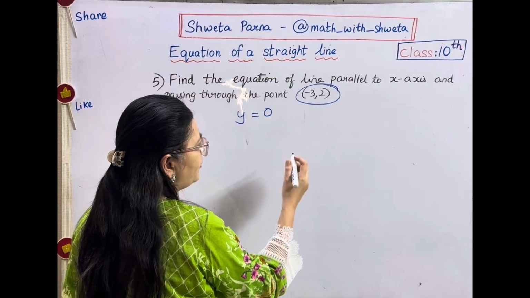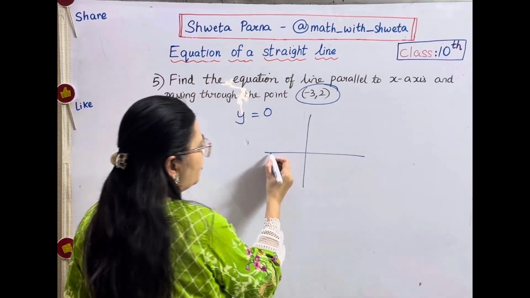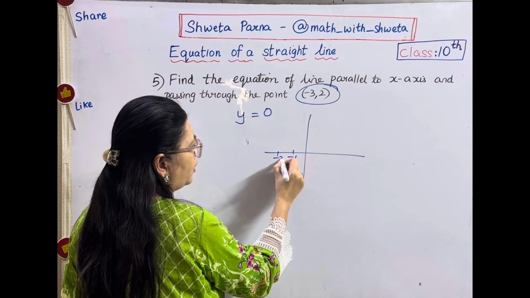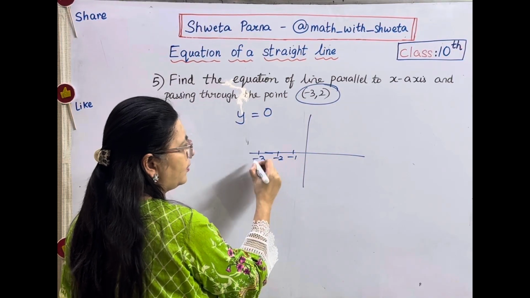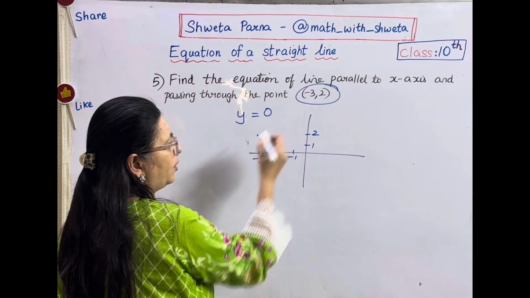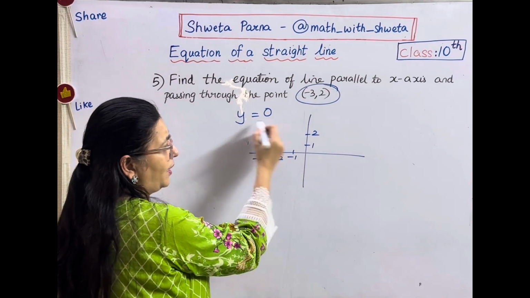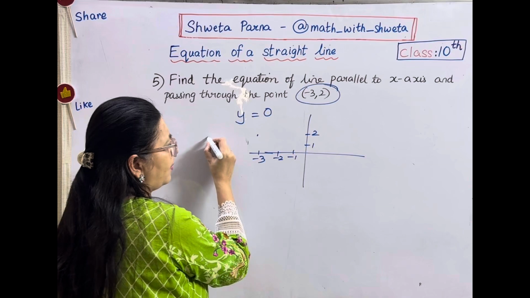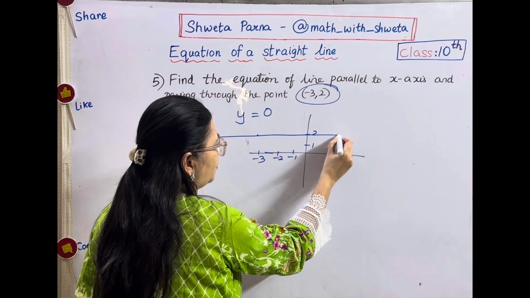So, if y is equal to 0, I plot a graph. Minus 3, minus 1, minus 2 and say this is minus 3. This is 1, this is 2. So, the point is over here. So, y is equal to 0. It is parallel to x-axis. That means the line will pass from here.